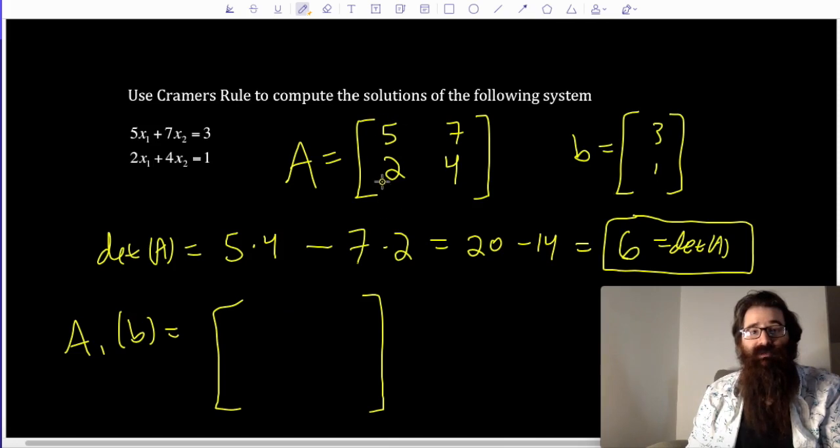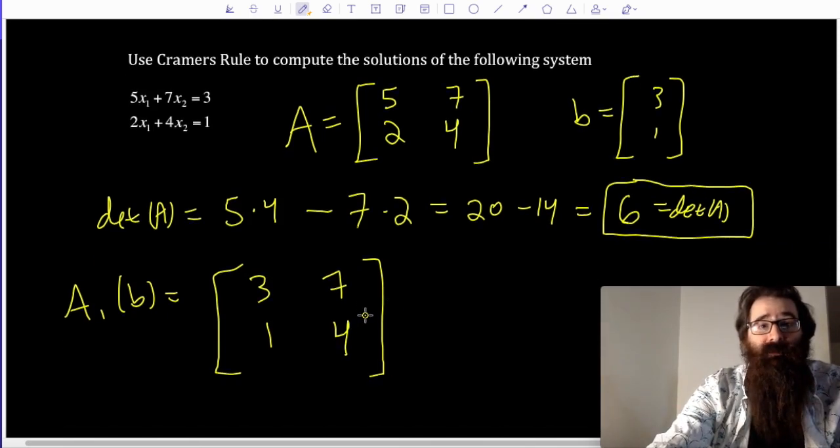So instead of 5, 2, this first column of A, I'm going to replace that first column 5, 2 with the column vector 3, 1. However, the rest of the matrix is going to stay the same. So I'm not replacing the second column, 7, 4. That stays as 7, 4.